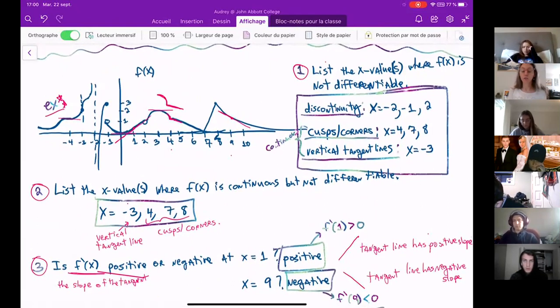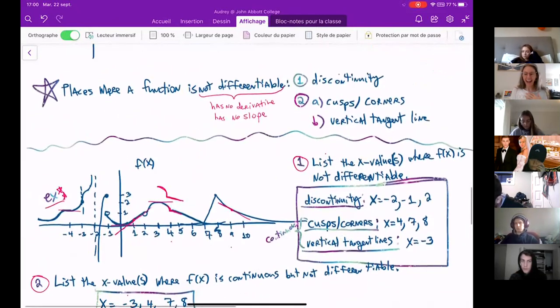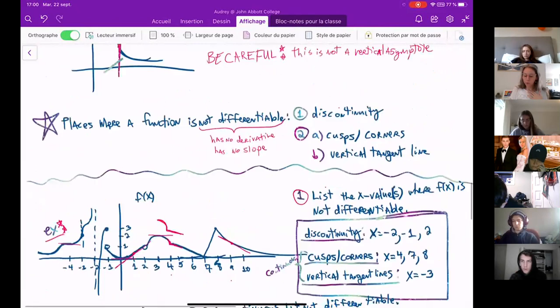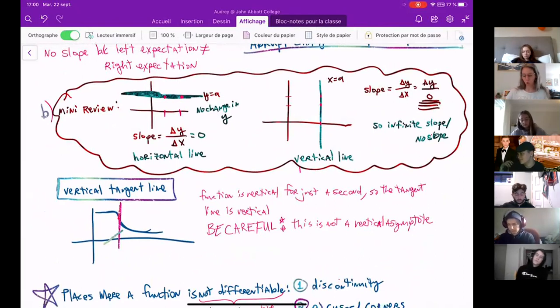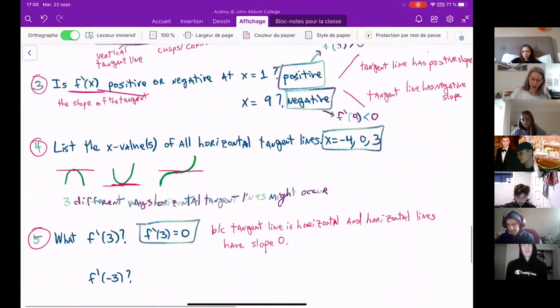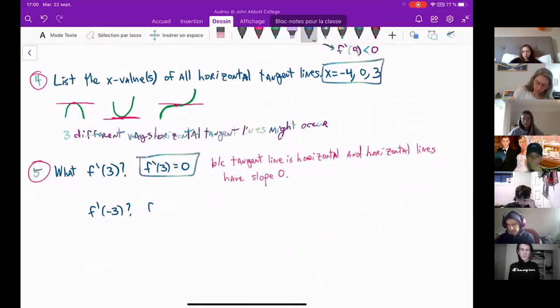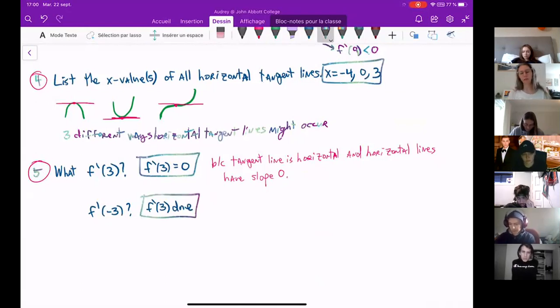Yeah, that's our vertical tangent line. So what that means is it's not differentiable. And remember, not differentiable means has no derivative. So when we did our little review up here, we said it's infinite slope, or we say that it has no slope. So because of that infinite slope, that no slope, we say in this case that f prime of -3 does not exist. So we don't actually write infinity, we just write that it doesn't exist. And this is because of the vertical tangent line.